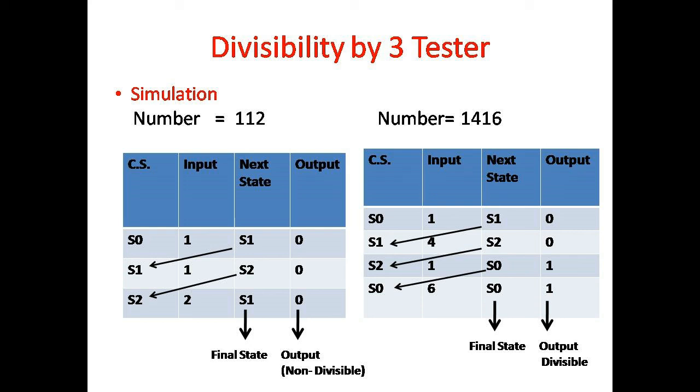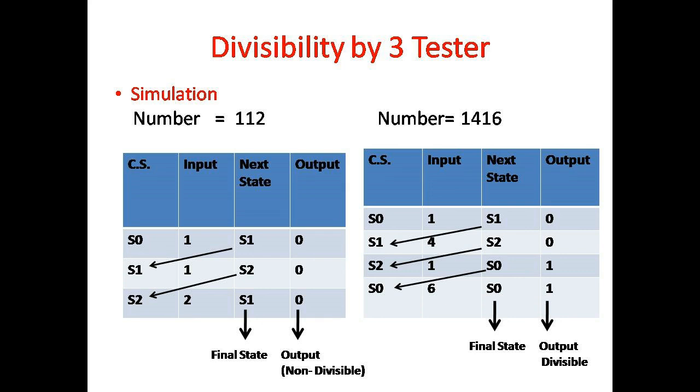That is, the number 112 is not divisible by 3. If we divide 112 by 3, it will produce the output 0 and the machine is in S1 state. The final state of this machine is S1, that is, it will give the remainder 1. 112, if we divide by 3, then it will produce the output 0 and remainder 1.